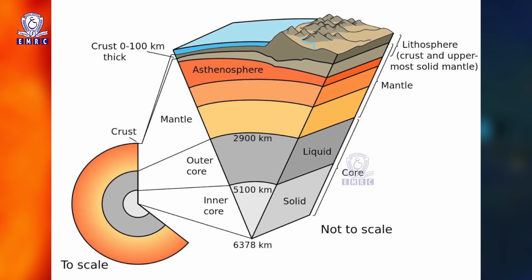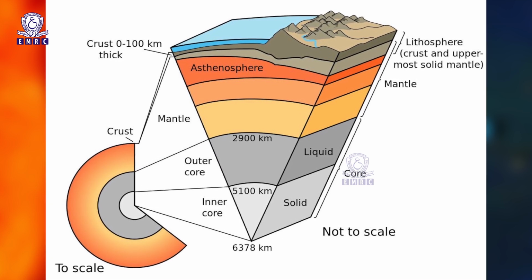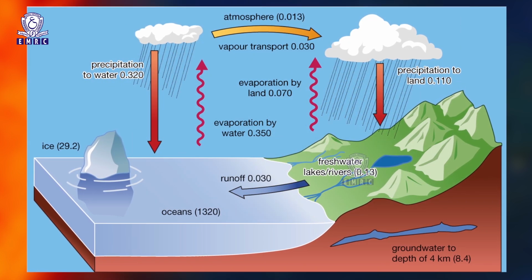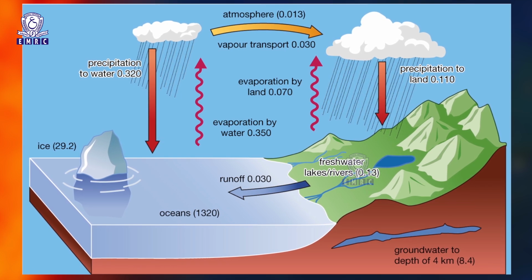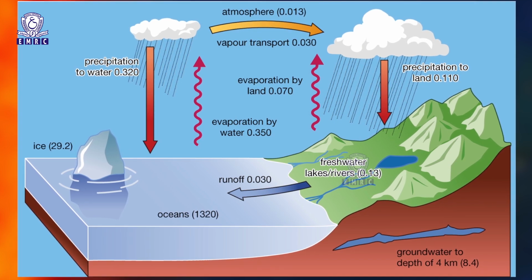The solid portion of the earth, that is land, on which human beings live is called the lithosphere. The water, which mostly includes oceans and seas, covers a very large area on the earth's surface, which is called the hydrosphere.